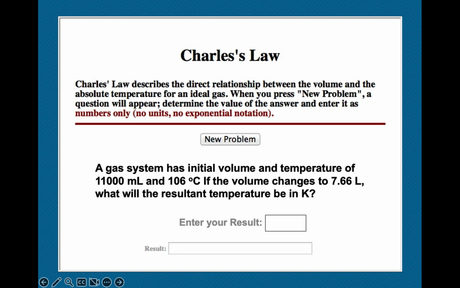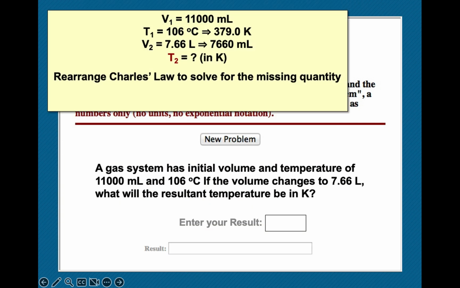So, again, I would start off by making a list. On my list, I would put T1, V1, T2, V2, and do whatever conversions I needed to do. We are given a temperature in centigrade. Let's change that to Kelvin by adding 273. We're given both milliliters and liters. Let's change them both to mils just because we can. We could change that to liters the same way. So now everything is constant units, and we're simply solving for T2.